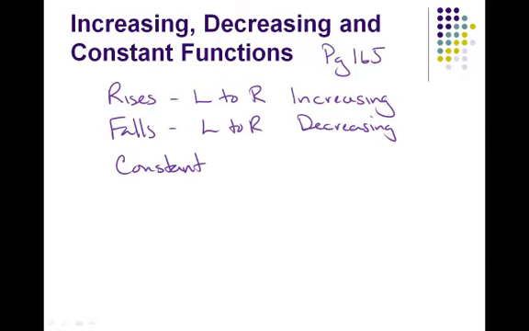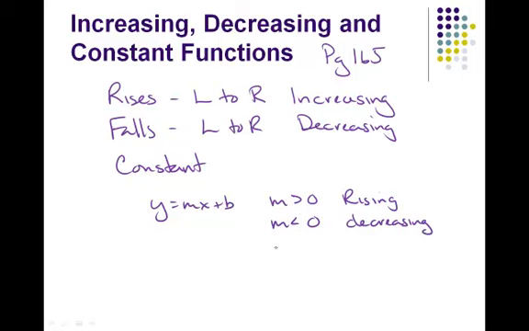You're familiar with this when we talk about linear functions. y equals mx plus b. If the leading coefficient m is greater than 0, this is a rising or increasing function. If m is less than 0, this is a decreasing function. And if m equals 0, that makes it a constant, like y equals 2. So increasing, decreasing, and constant functions. If you want to take a minute to look at the examples on page 166, go ahead.